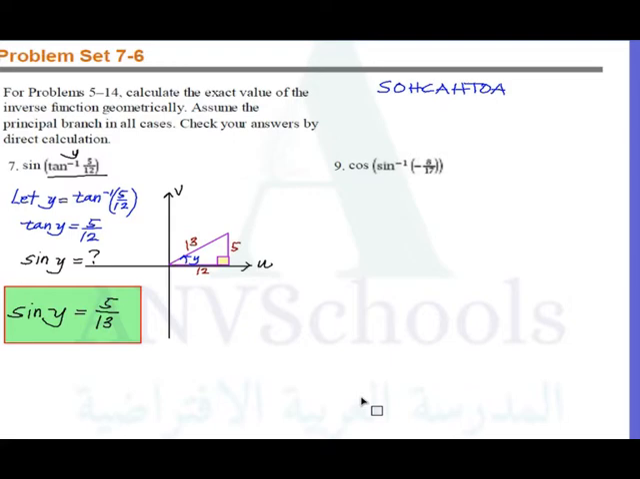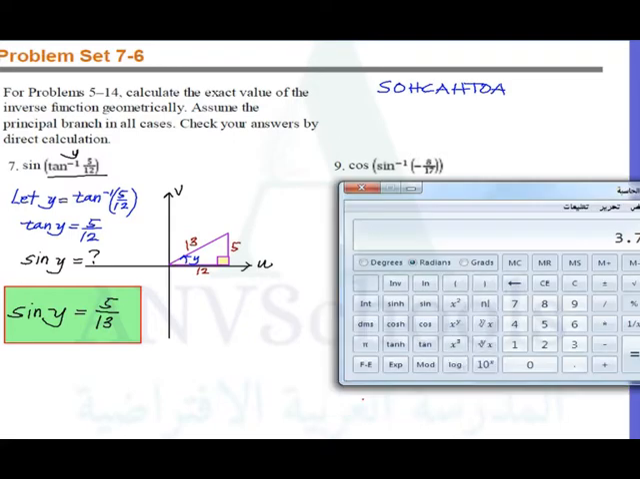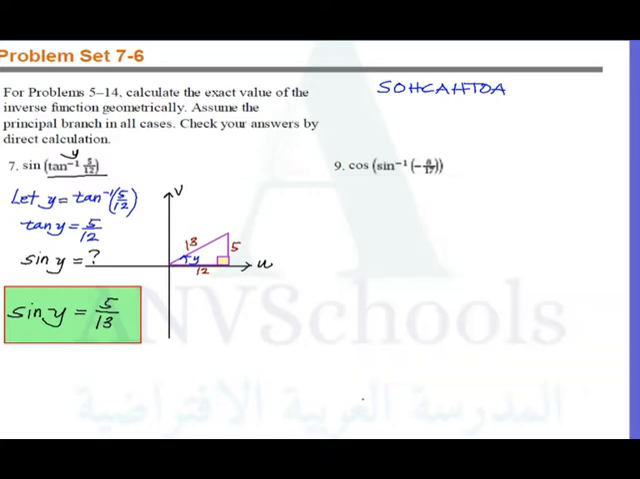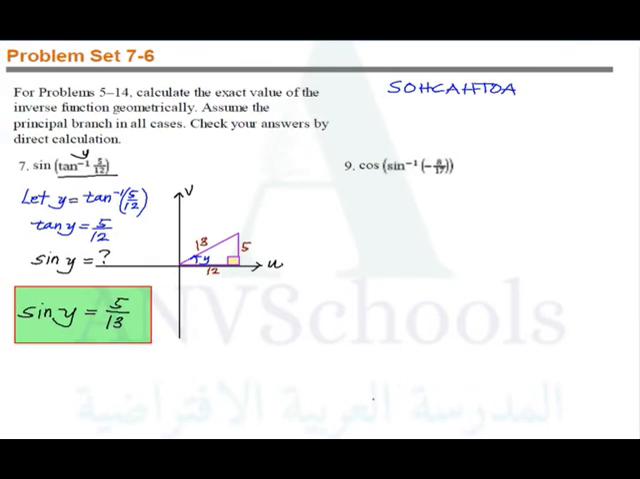Now, if you want to check this, let's check. What is 5 over 12? 5 divided by 12. Make sure that the computation is in radians. And get the inverse tangent. And then get the sine of this. So 0.3846. That's the numerical computation, 0.3846.